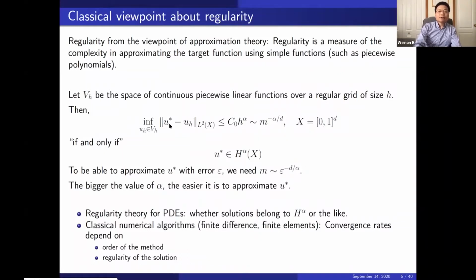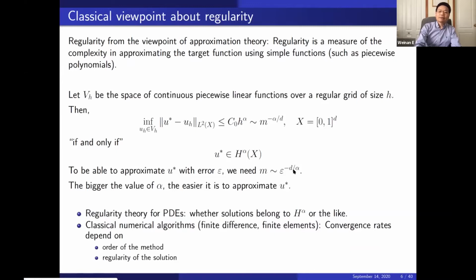Now, a function u* can be approximated by piecewise polynomials to an order of accuracy alpha if and only if that function u* is in the corresponding Sobolev space. This is the classical approximation theorem, which says that the regularity of a function, measured in Sobolev or Besov spaces, is tied to the rate with which you can approximate these functions by piecewise polynomials. I think of this as a complexity, because you ask how many degrees of freedom we need. Let that be m. The degrees of freedom we need to approximate the function to some error epsilon is given by this expression: epsilon to the minus d over alpha.